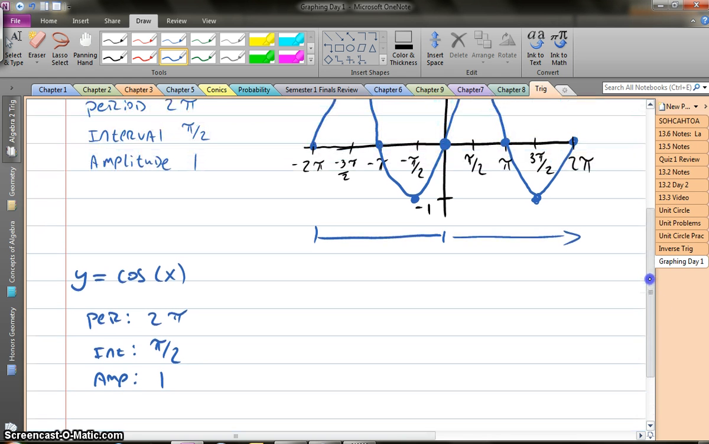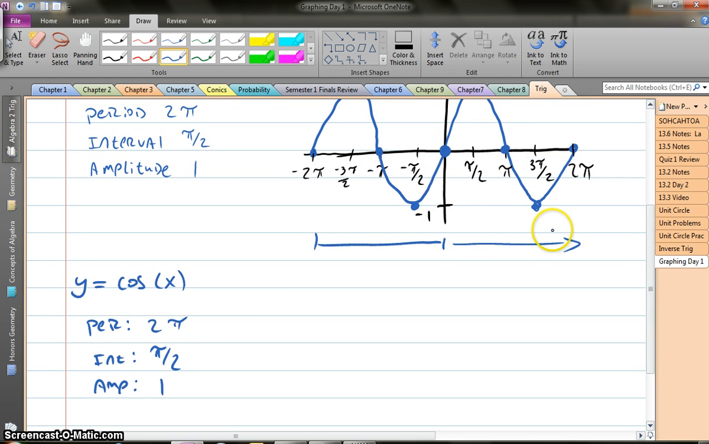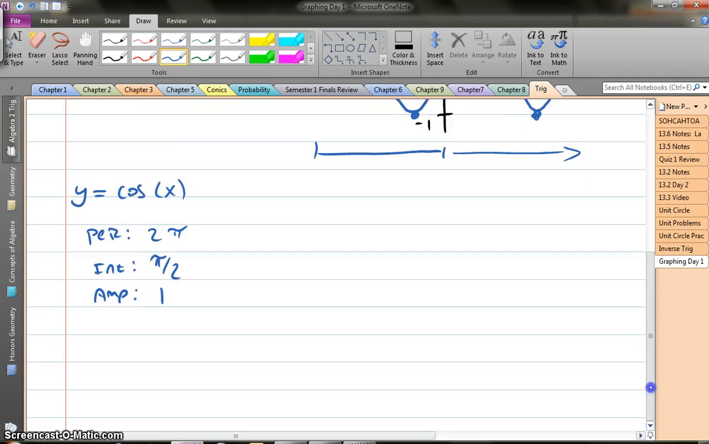So again, your period is 1 full cycle. Your interval is our tick marks, what we're going in between. And the amplitude is how high and low it goes. The highest it got was 1, the lowest it got is -1, so that's why my amplitude is 1. So amplitude is high-low, interval is our tick marks in between where we're evaluating the graph at each point, and 1 full period is 1 full cycle.